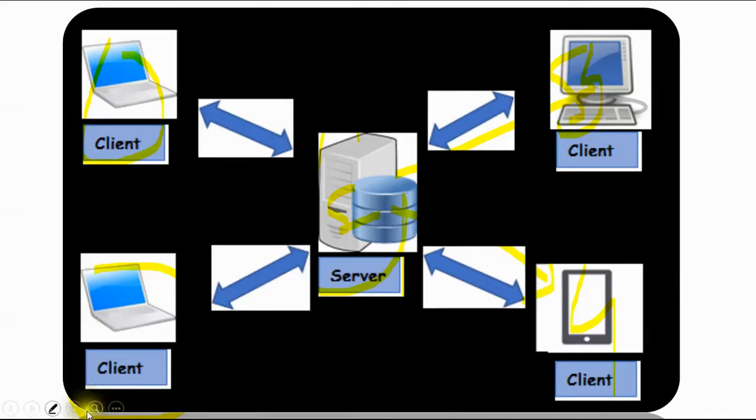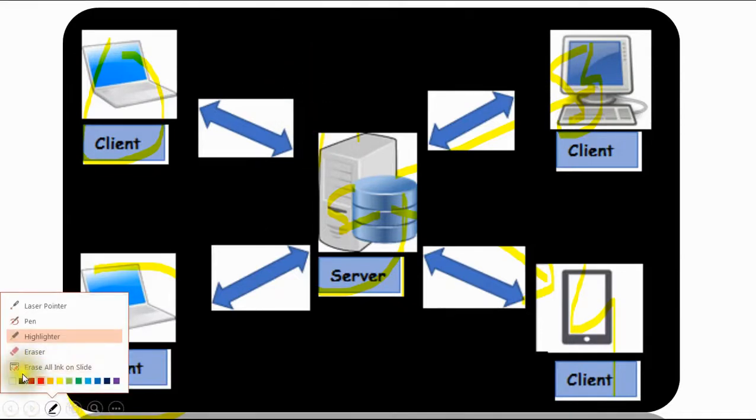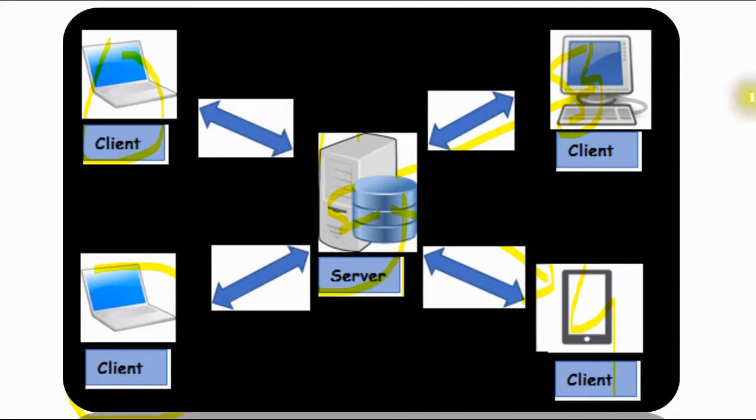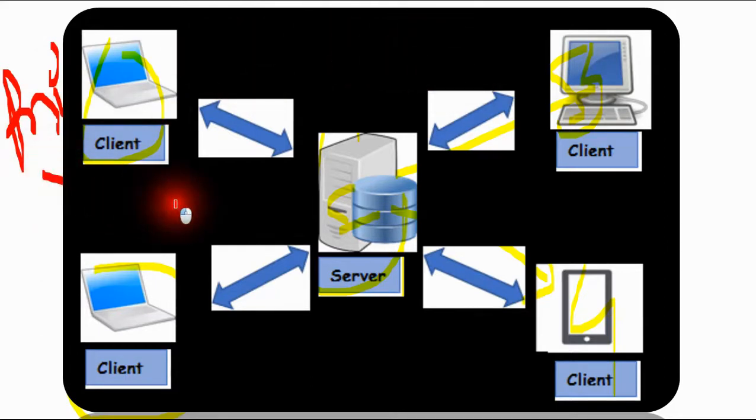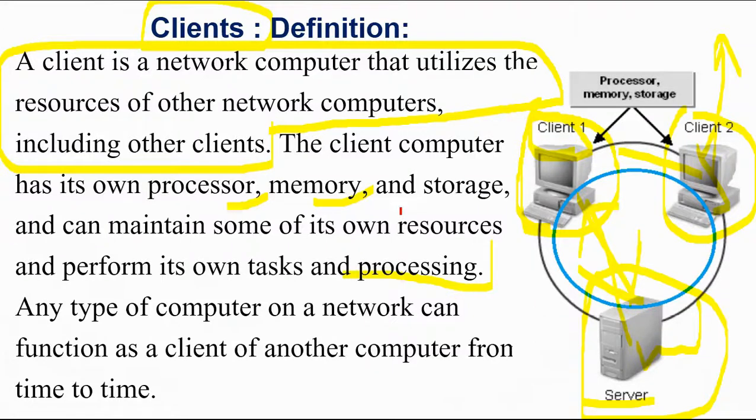And let me take white color. It is not writable here. So they can utilize. For example, I am putting one printer here. So all clients can utilize this printer. All clients can access the resources from here. So this is the concept of client computer or clients. They are just simple network computers, just like other computers or servers, and they utilize resources of other computers on the network. Very simple. And those computers can be client itself or server. I hope this is very clear.